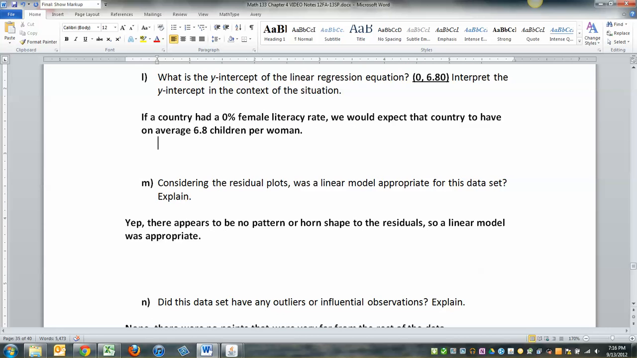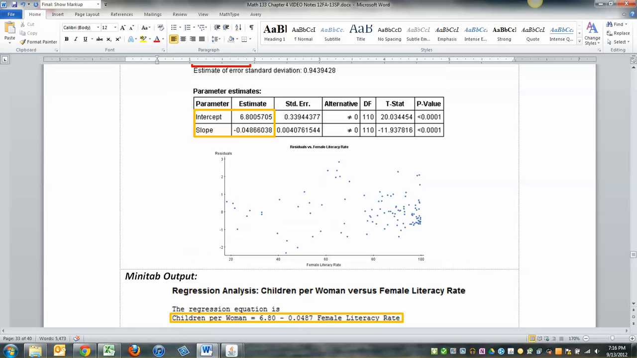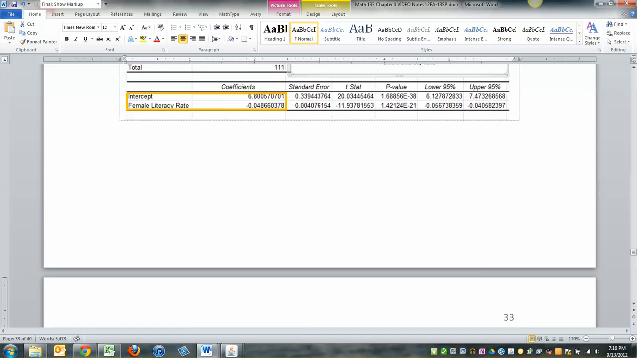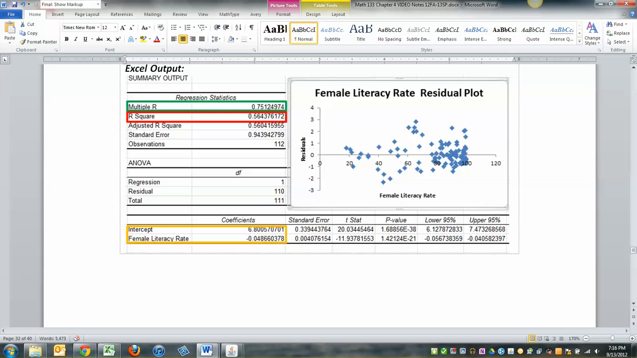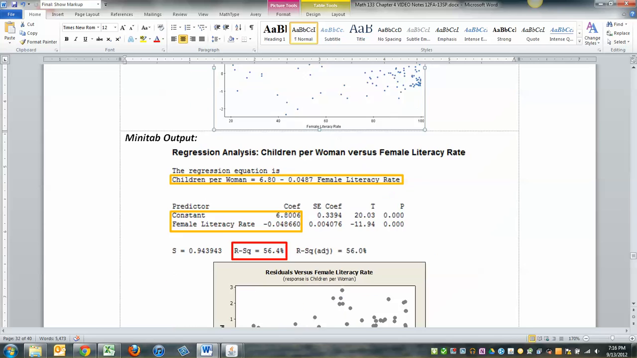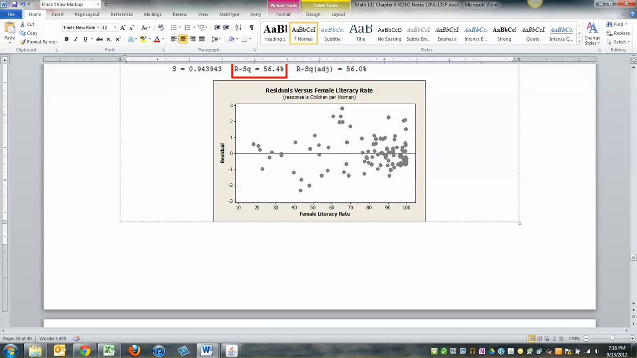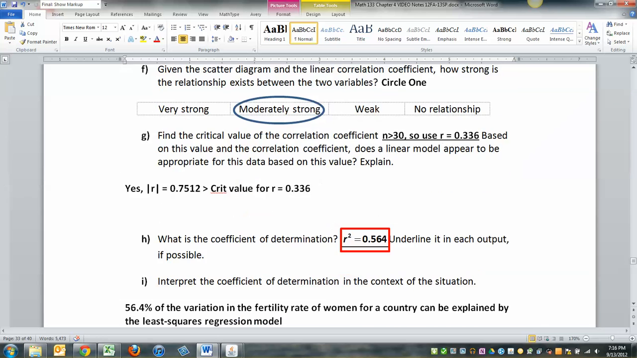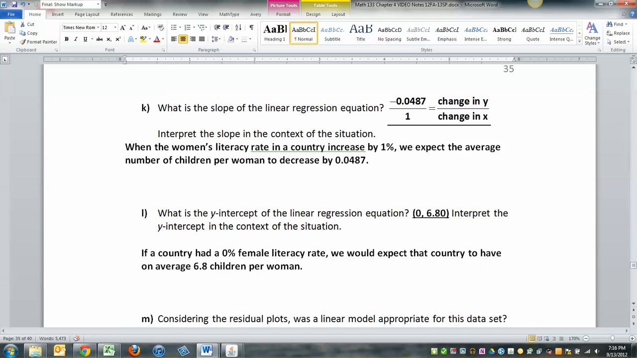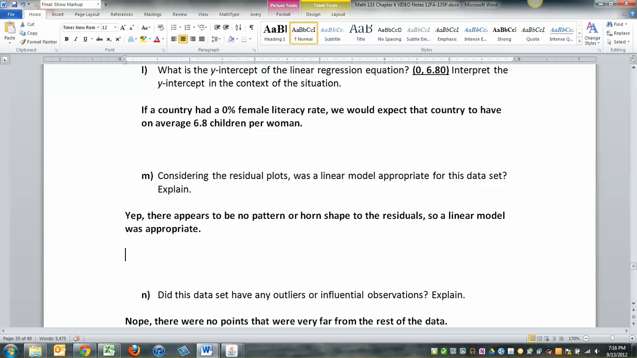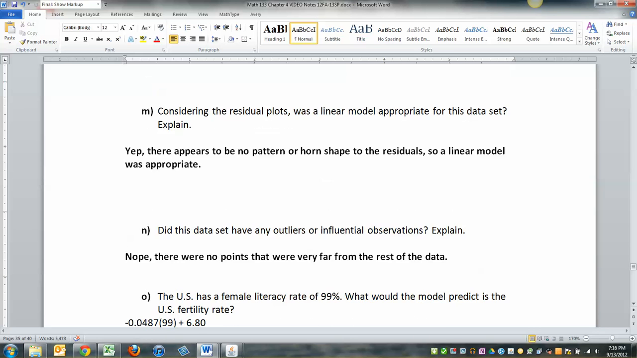All right, consider the residual plots. Was a linear model appropriate for this data set? Well, let's look. That's the residual plot right there. That's the same residual plot, but with smaller dots, because that's how StatCrunch makes them. And there's the Excel residual plot. So was a linear model appropriate? Sure. There's no U shape. There's no pattern to this. There's no horn shape. So it's okay. You know, it could be better, of course, but what couldn't be in this world? So yes, there appears to be no pattern or horn shape to the residuals, so a linear model was appropriate.